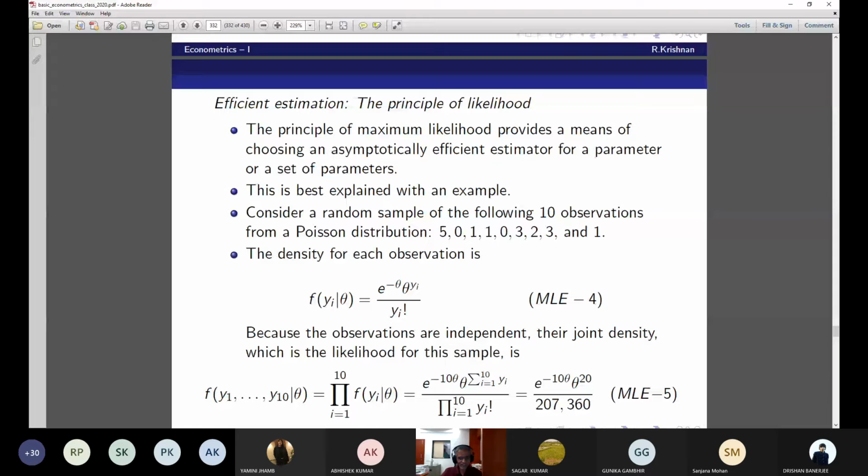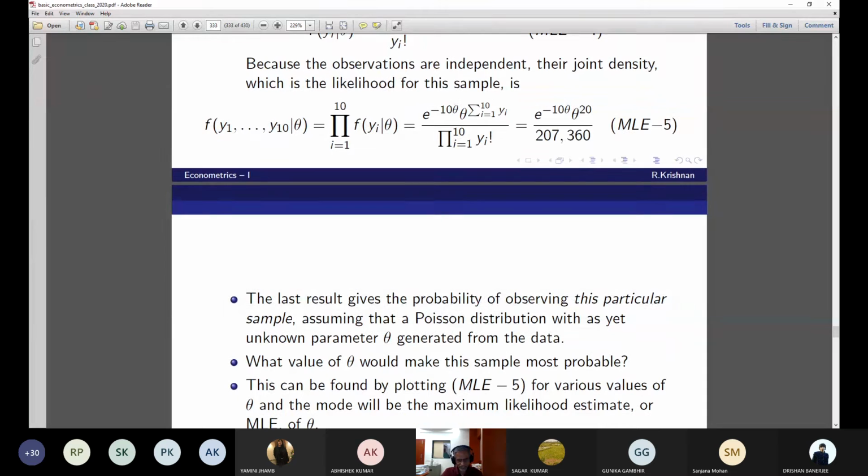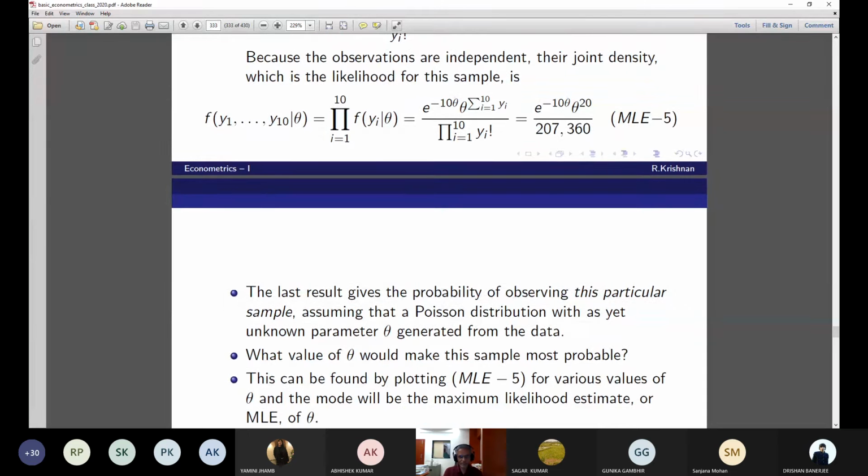This last result gives the probability of observing this particular sample, assuming that a Poisson distribution with unknown parameter theta generated the data. What value of theta would make this sample most probable? This can be found by plotting the likelihood for various values of theta, and the mode will be the maximum likelihood estimator, MLE, of theta. Is it okay, Saurav? Is it okay, Gunika? Is it okay, Paramila, Drishan?